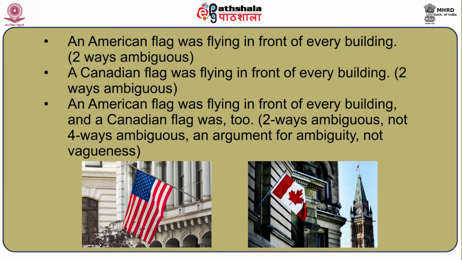Now, let's suppose we put this in an ellipsis context, and I tell you an American flag was flying in front of every building and a Canadian flag was too. There is something interesting that goes on. If you interpret the first sentence in one way, you have to understand the second sentence plus the elided VP in exactly the same way. So if you take the first sentence to mean there's a different flag flying in front of every building, you have to interpret a Canadian flag also to mean a different Canadian flag in front of each. If you mean the same American flag, the second one also has to be interpreted as the same Canadian flag.